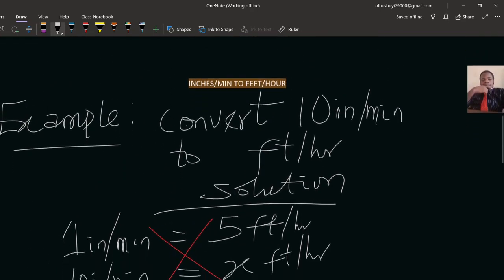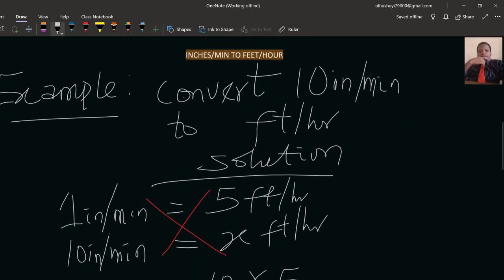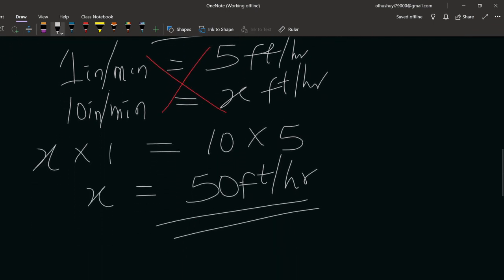Do you get that? You can go through that again. You get that straight? You see that? Simple to solve.